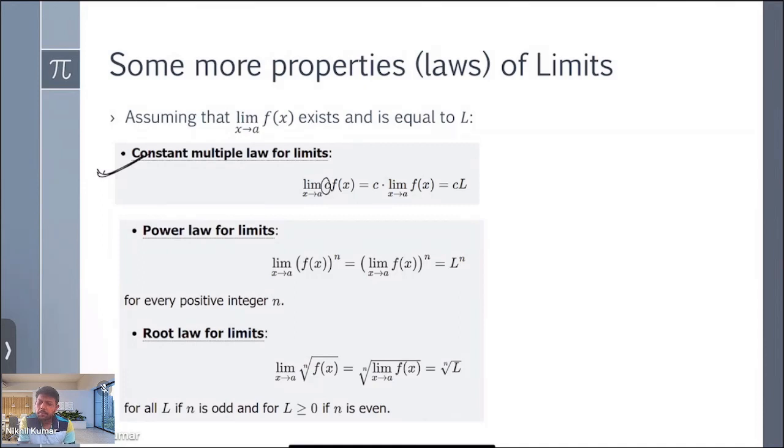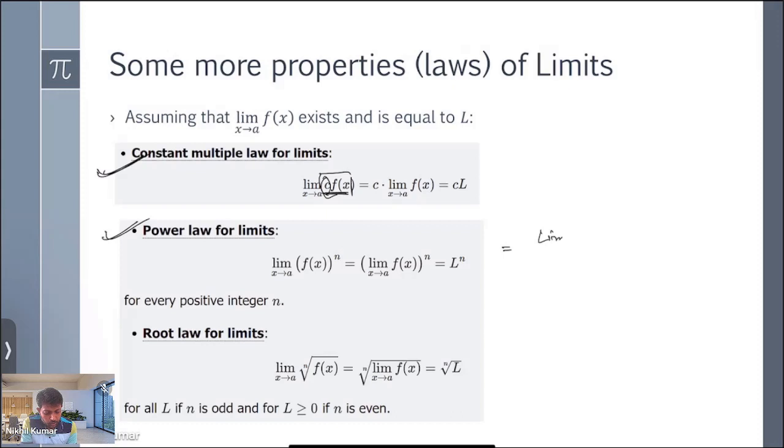where when a constant is multiplied with a function, the limit of a constant times a function is equal to the constant times the limit of that function. That's the third property. Then we have the power law and the root law. These are also considered, so the power law is also a corollary of the product property. I'll show you how.